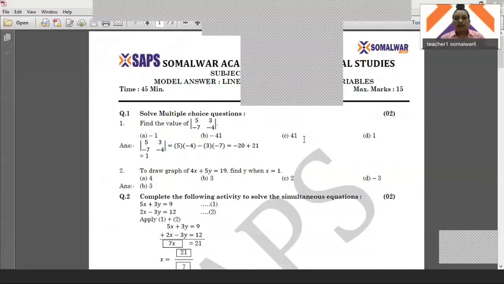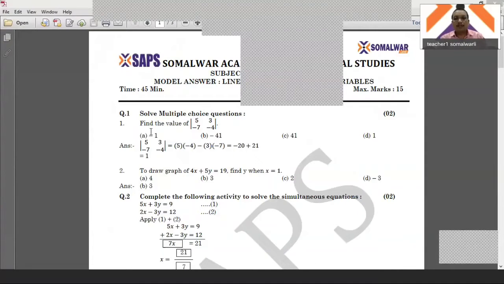Today, I am going to discuss the model answer of linear equations in two variables. We have tried to cover all types of questions that are included in this chapter. So let's start. First question, solve multiple choice questions. That means you have to select the correct alternative.